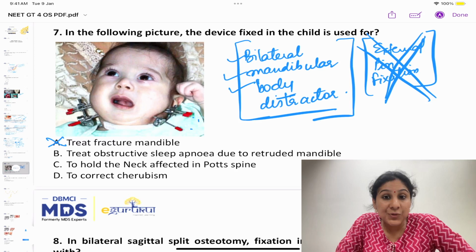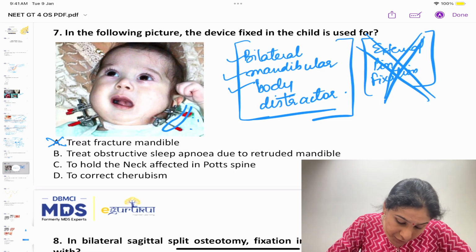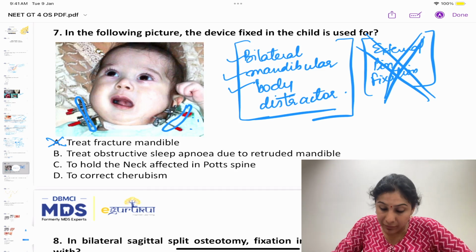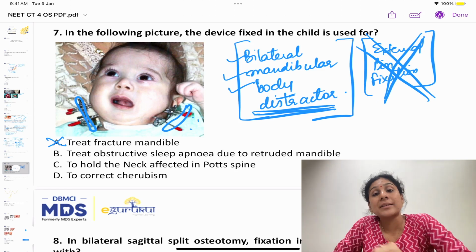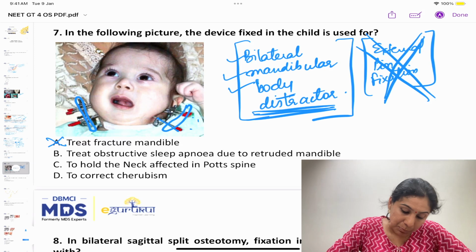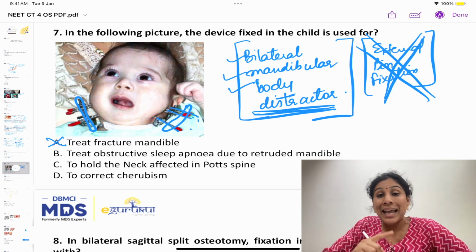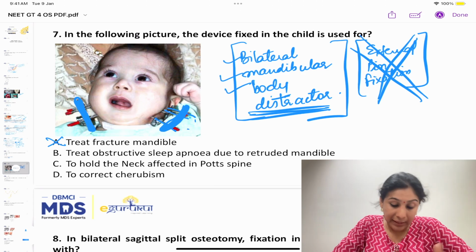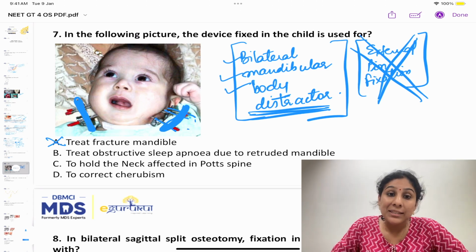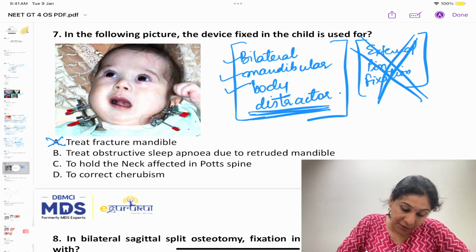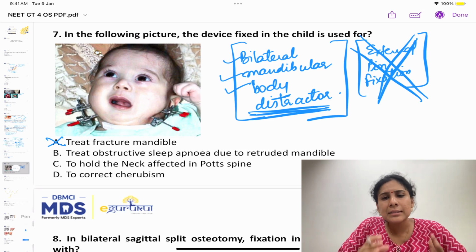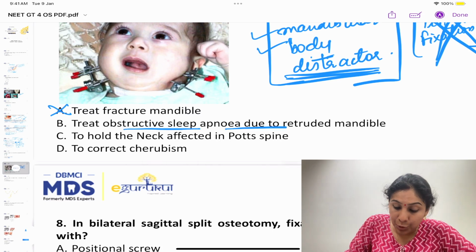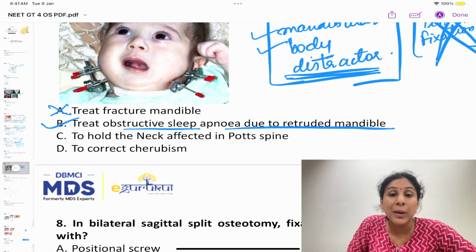Don't get confused. If it is X-fix, these rods will be connected by an external connecting bar. That is the difference between a distractor and an external fixator. In a distractor, all these bars will be separate, whereas in an external fixator, these bars will be connected with each other with an external connecting bar. So that is how you know it is not a distractor, it's an X-fix. But in this image, it's a simple mandibular distractor. To treat obstructive sleep apnea due to retruded mandible, absolutely correct. That is where it is used.